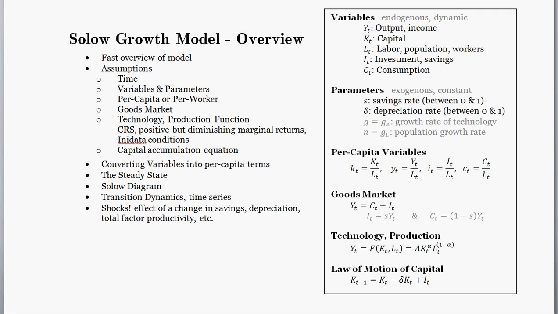The next thing to note is that it's a closed economy, so there's no trade in this model yet. In fact, we usually don't even bring trade or exports or anything like that into the model at all. There's also one good in the economy. We're going to call it Y, or output, or income.